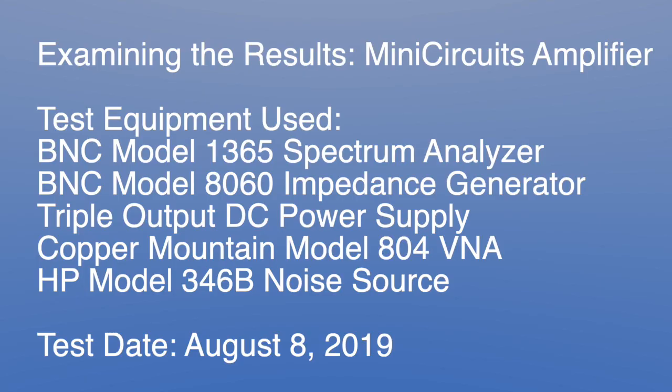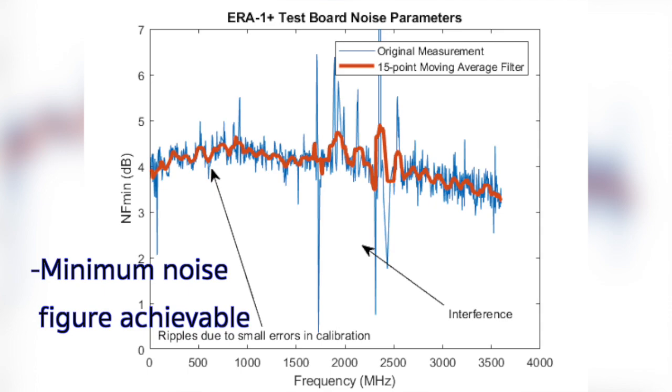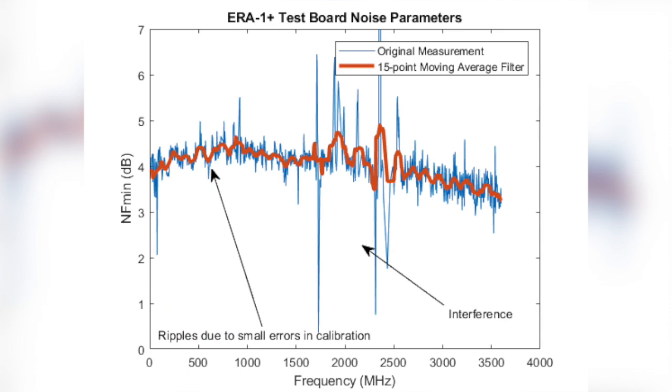In addition to the raw measurement data for the Mini-Circuits low current amplifier that we collected with the BNC 1365 spectrum analyzer and the Copper Mountain VNA, now let's break down the data and results using the following 6 figures. The first figure is NF-min. This plot contains the minimum noise figure. This noise parameter describes the minimum noise figure achievable for a device under test.